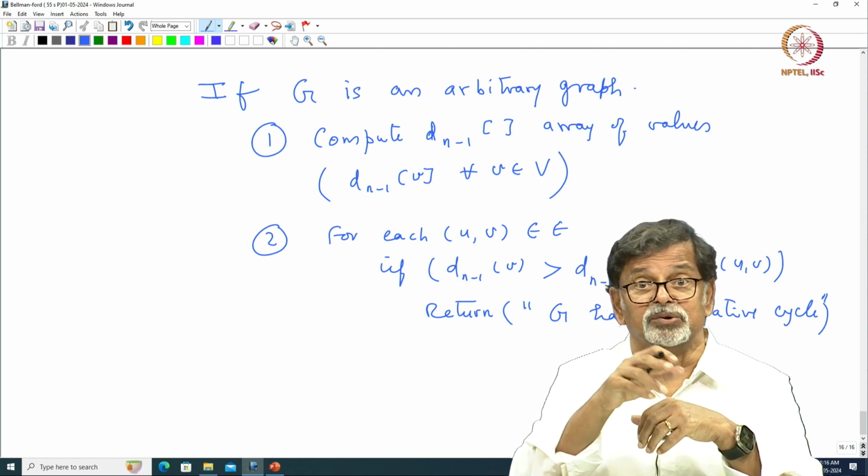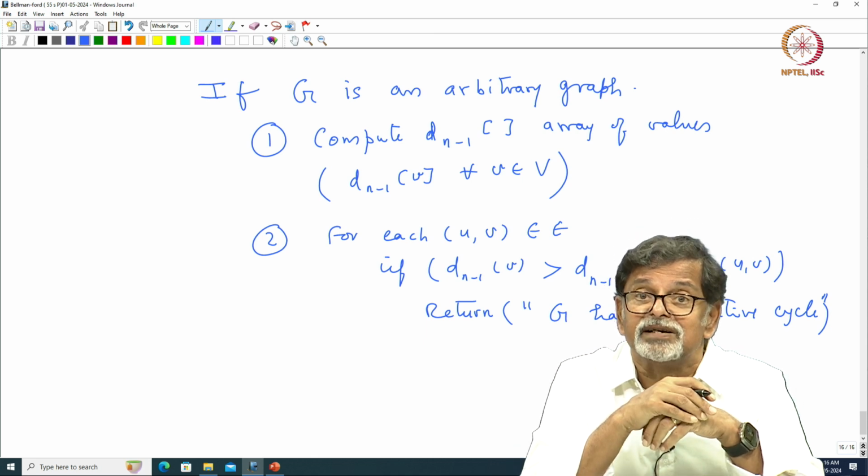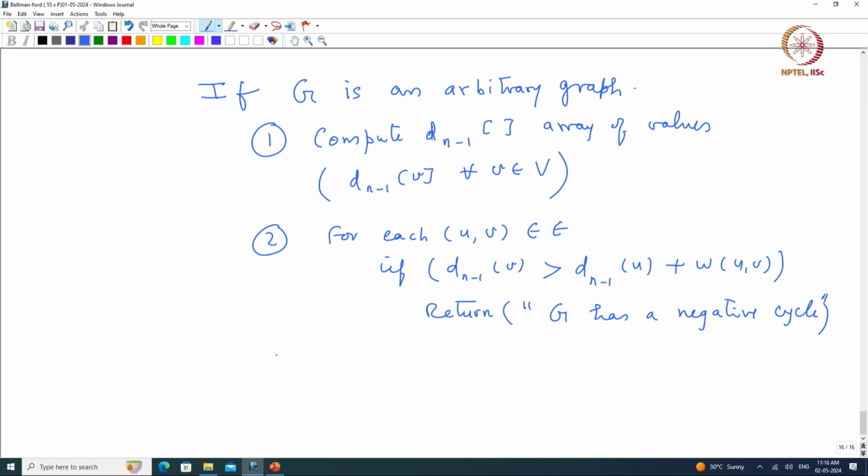Since G has no negative cycle, you know that Dn minus 1 is carrying the correct values. So step 3, return Dn minus 1 of v and previous of v for all v belonging to V. So you will execute step 3 only if step 2 does not return anything. If step 2 returns, the control is returned, the code is terminated, you will never go to step 3. So if step 2 returns, you are terminating with a message that G has a negative cycle.